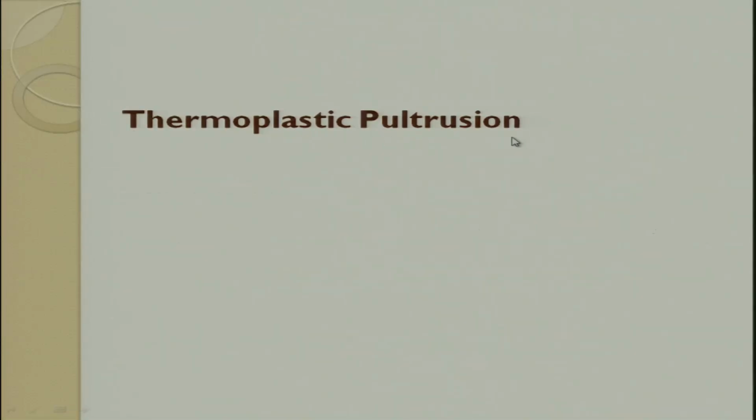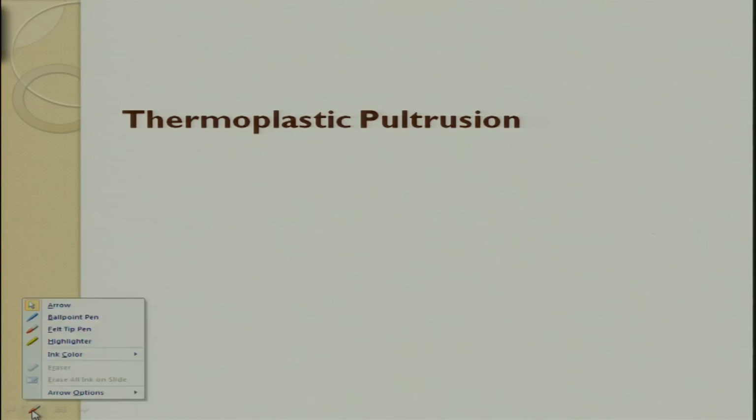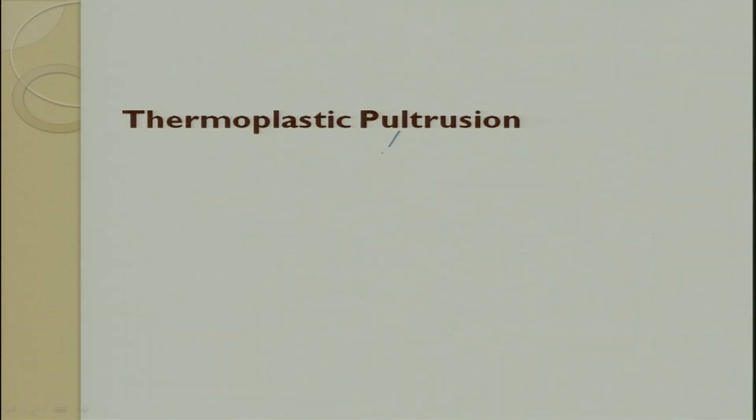So, the next process of discussion is going to be the thermoplastic pultrusion process. Pultrusion itself very clearly says it is a combination of two processes. One is called pulling, the other one is called extrusion. Extrusion process clearly says that I will have an axisymmetric part manufactured, and second thing, I can have a very high length to diameter aspect ratio.